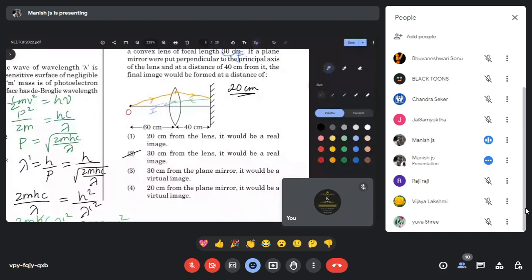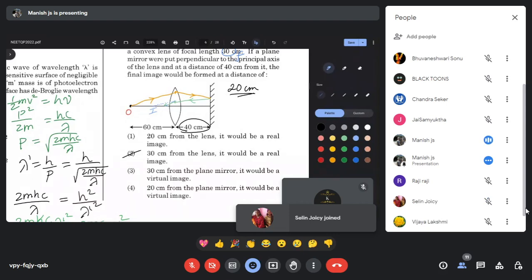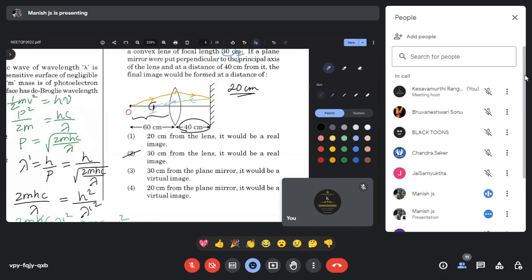Because here they have given 40, not even 60. So it is going to be from the lens towards the left side, you have to understand. It is going to be formed at a distance of 30 centimeters from the lens, exactly at this point. That is where your final image is going to be formed. So we can give the answer just by looking at the figure.